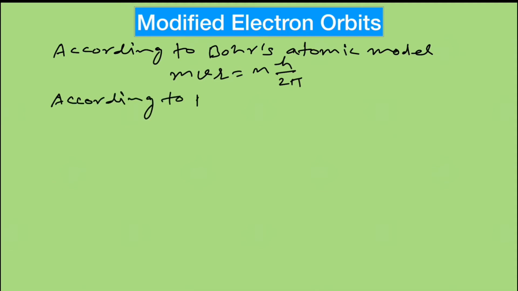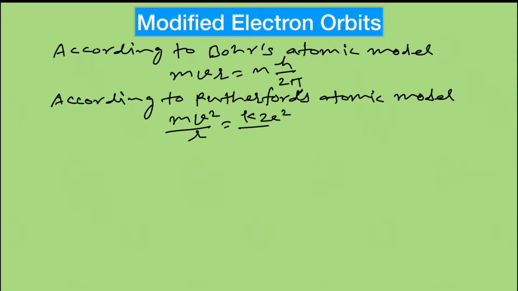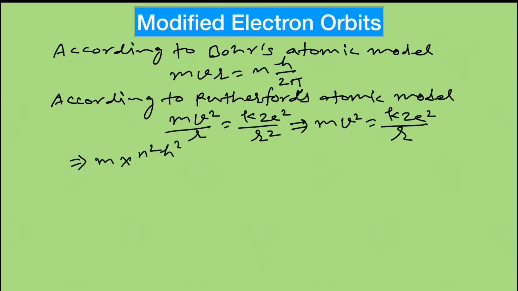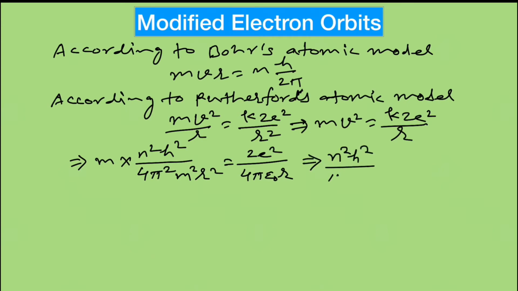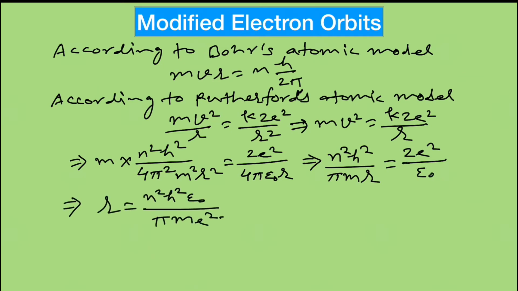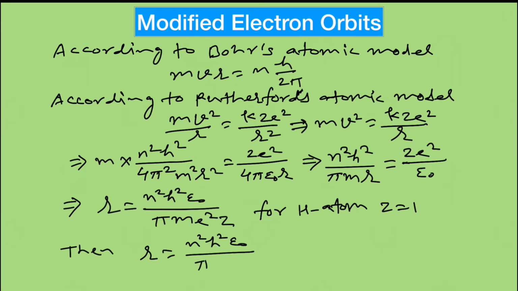Likewise, according to Rutherford's atomic model, we have mv square upon r is equal to kZe square upon r square. The power of r can be cancelled. So, mv square is equal to kZe square upon r. If you replace for v from the first Bohr's atomic model, then m into n square h square upon 4 pi square m square r square is equal to Ze square upon 4 pi epsilon naught r. If we simplify, we will get r is equal to n square h square epsilon naught upon pi m e square Z.